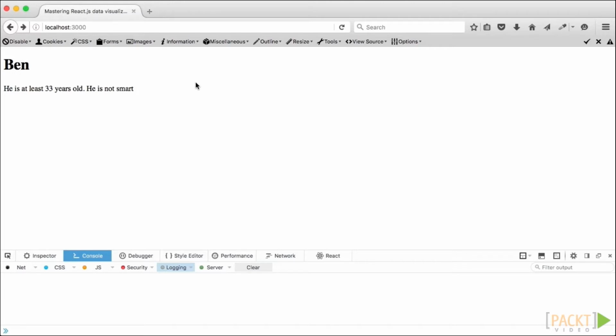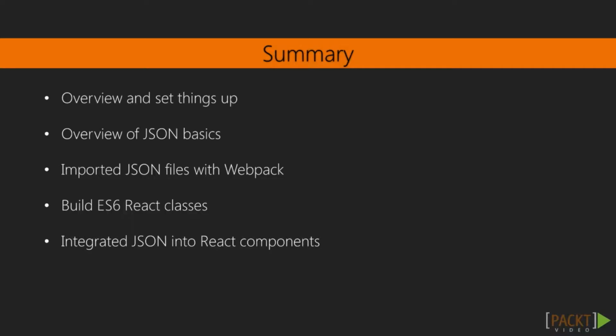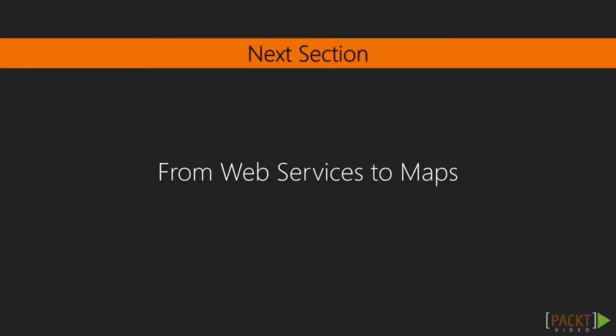In this section, we learned how to create JSON structures, we learned how to import them, and we've learned also how to create React components in ES6 and integrate into them JSON data. In this lecture, we saw how to integrate properties into React components, and by that saw how to use that JSON data that we've created throughout this chapter. The next chapter is going to be about a new data type and a new topic and a new visualization, where we're going to take a look at web services.